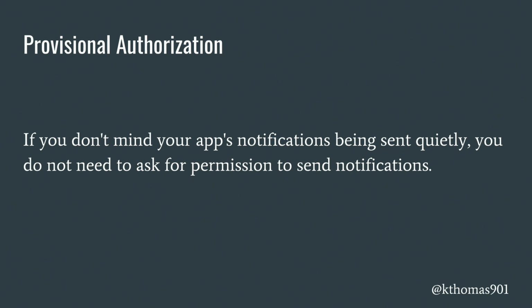Now, the great thing about provisional authorization is you actually don't have to request permission from the user to send those notifications. What this means is, instead of when the user opens your app and they get the alert that asks them to allow notifications to be sent, that alert will never show to them. If you set provisional authorization, which I'll show you how, those notifications will directly be sent to their notification center. And also, you're allowed to have badges on your application. But it won't show as banners, so you only want to set this if you do not mind that your notifications won't show as banners.